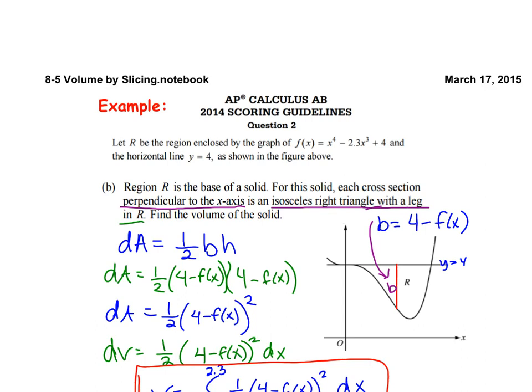Alrighty, so let's look at this one. Let R be the region enclosed by this graph and horizontal line y equals 4. Region R is the base of a solid. For this solid, each cross section perpendicular to the x-axis is an isosceles right triangle with a leg in R. Find the one with the figure.